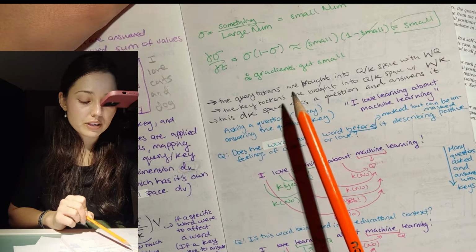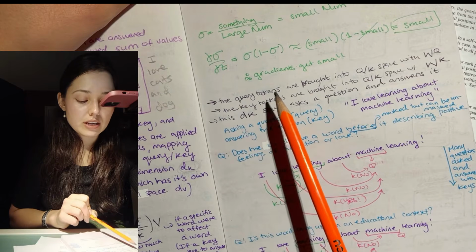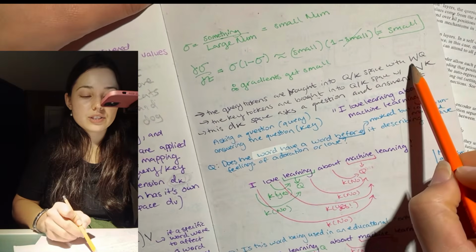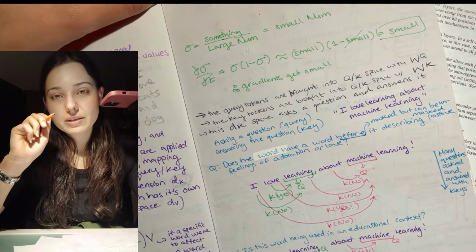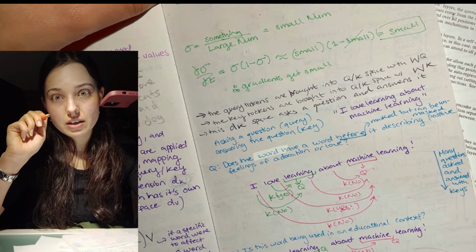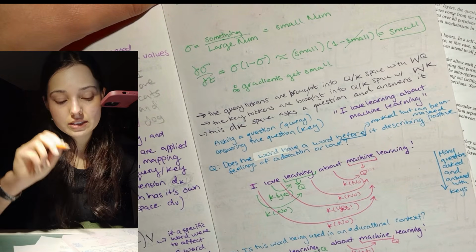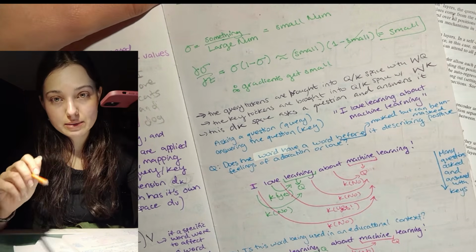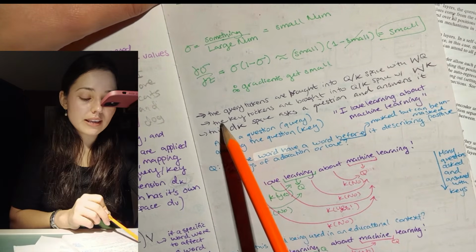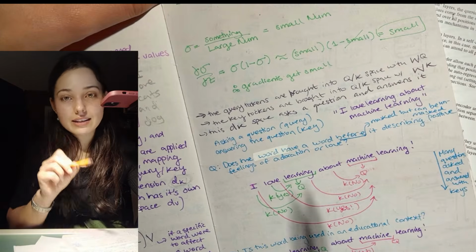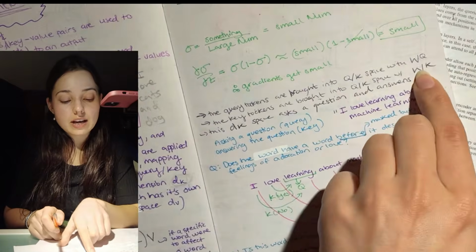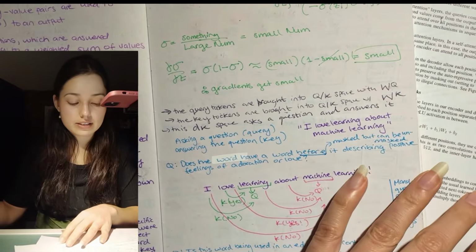The query tokens are brought into key query space with this matrix WQ. So we have some mapping matrix, WQ, which maps the word embeddings into some query space. Then we apply to the exact same word embeddings this WK matrix.